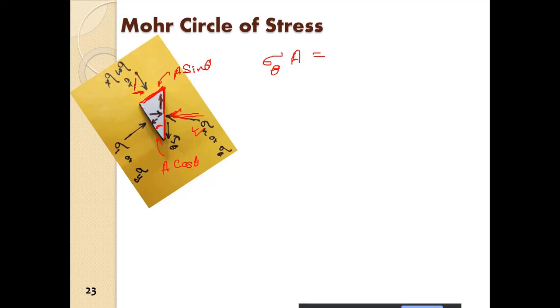So the total force which is acting on this one is sigma 3 a sine of theta. Alright, so this is the total force. Now we have to again resolve it in the x direction, in the direction of sigma theta or sigma n. So that will be sine of theta. So sigma 3 a sine theta into sine theta, or we can say sigma 3 a sine square theta.